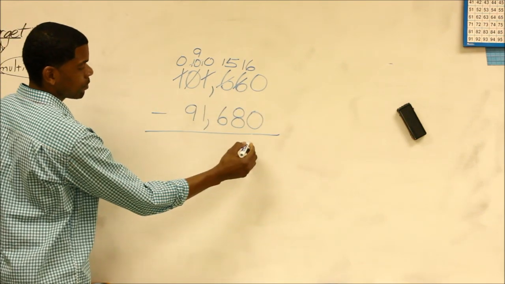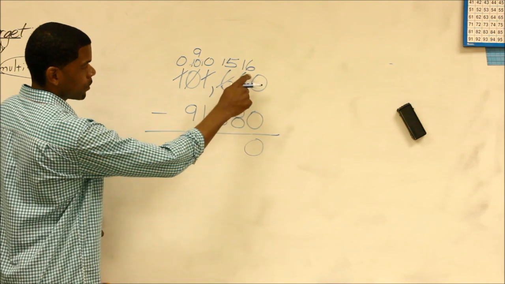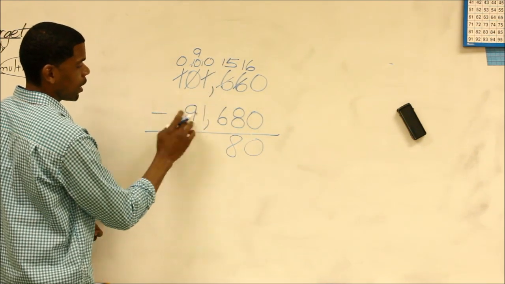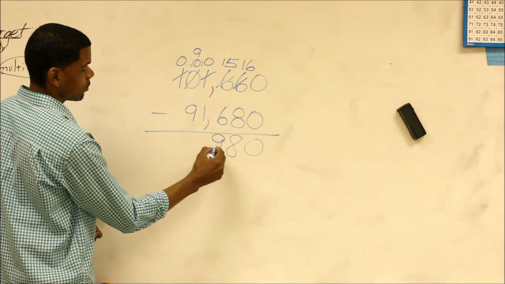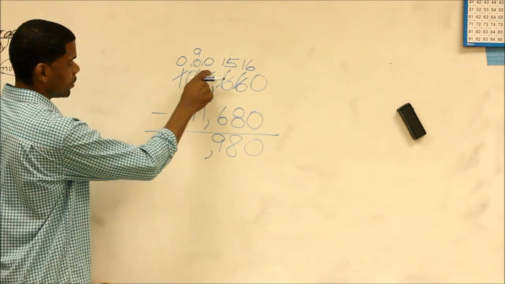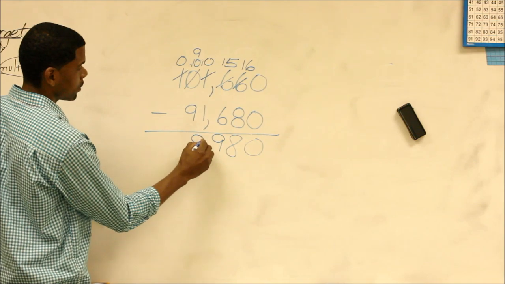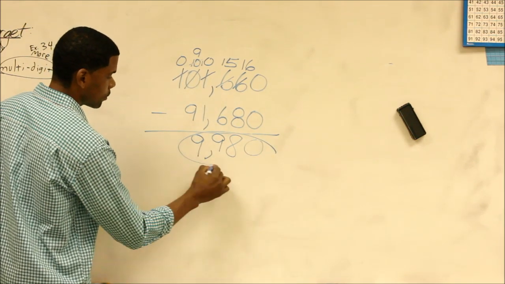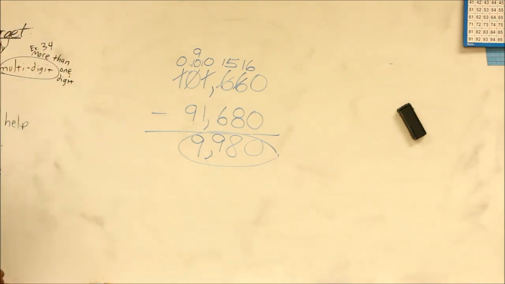0 minus 0 is 0. 16 minus 8 is 8. 15 minus 6 is 9. Put my comma here. 10 minus 1 is 9. 9 minus 9 is 0. So here is my answer. Not done yet, though. I need to check my work.